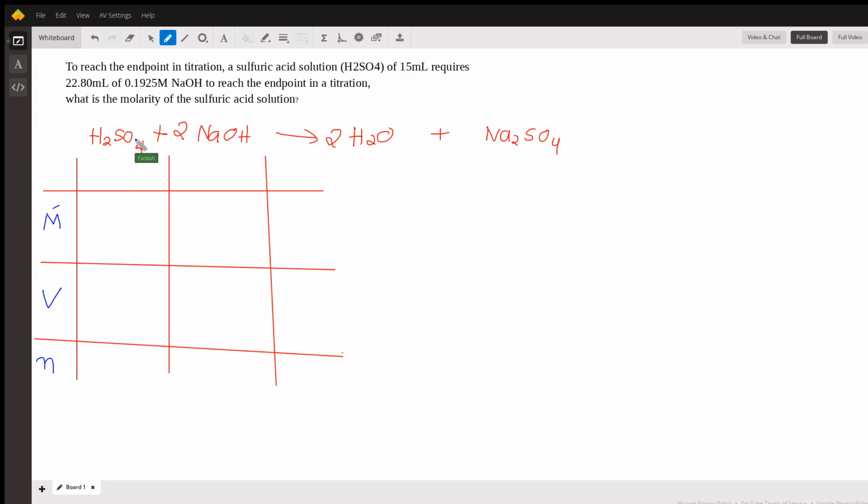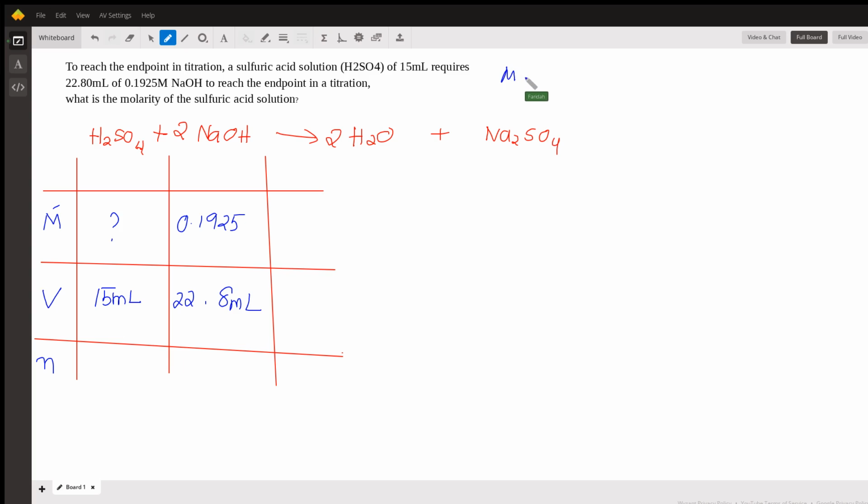For H2SO4, we have the volume of 15 ml. We do not have the molarity, that is what we are trying to find. And the molarity for sodium hydroxide is 0.1925, and the volume of sodium hydroxide is 22.8 ml.